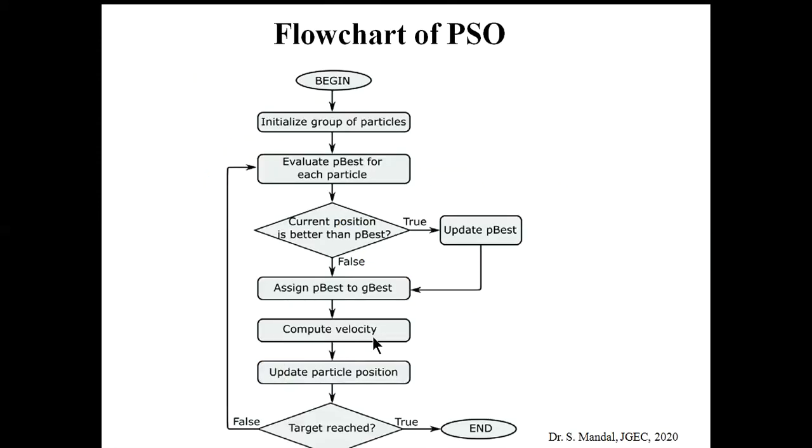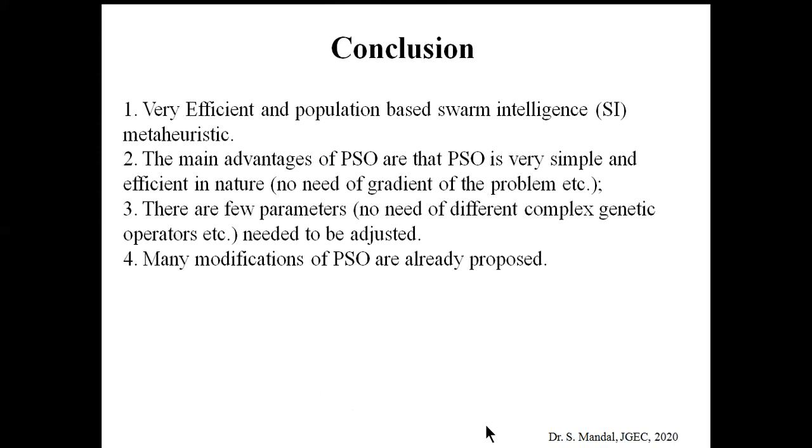Then compute the velocity, update the particle position, and calculate the corresponding fitness. If the maximum number of iterations has been reached, then end the program. If the target has not been reached, then continue: evaluate again pbest, update pbest and global best, compute the velocity and position again, and it will continue. After that, once the maximum number of iterations has been reached, we end the particle swarm optimization technique, and we get the global best solution as the ultimate output.